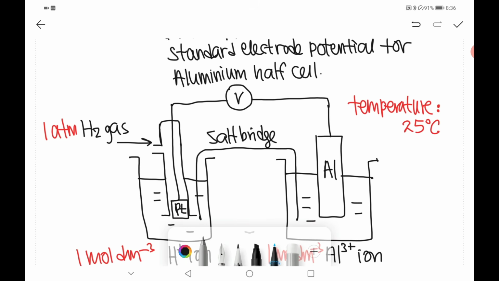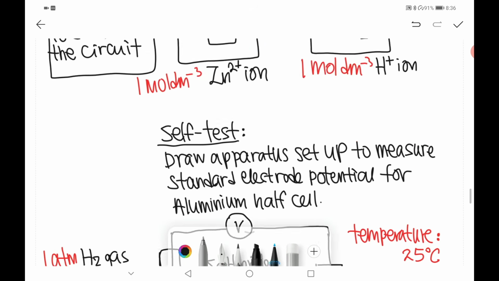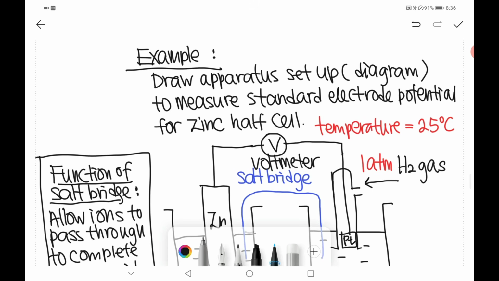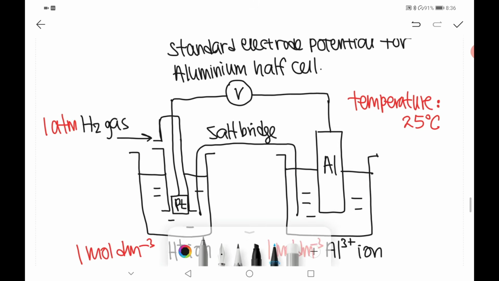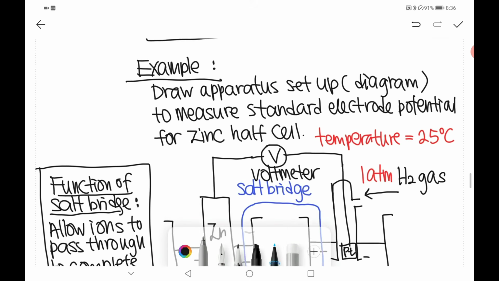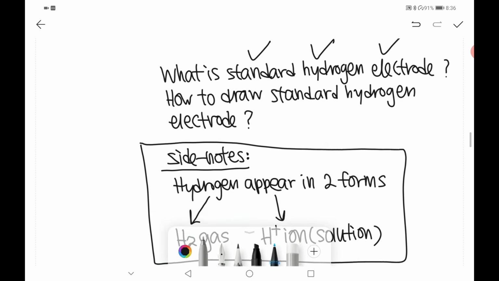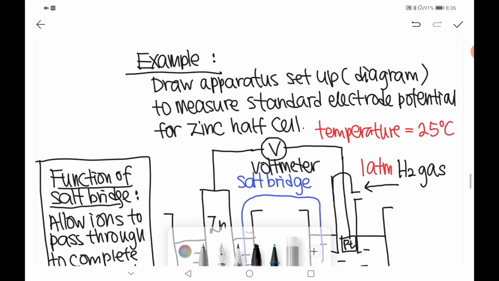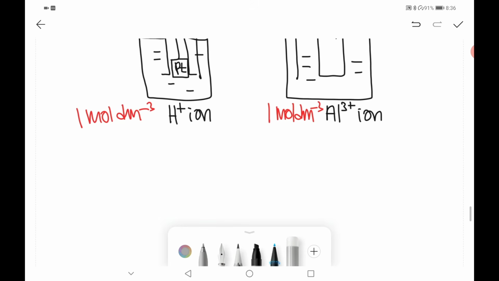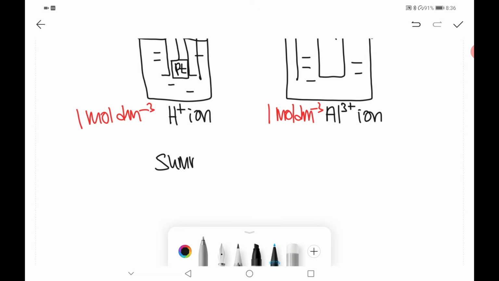So make sure you know how to draw the diagram for standard electrode potential. This is very, very important. Make sure you know how to draw the diagram, and you must be able to label. You must not only draw the diagram, you must be able to label. So here, let me make a final summary for you.